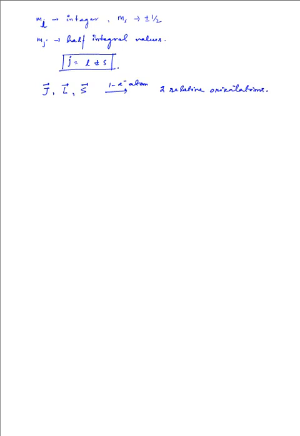And what will that be? Well, that corresponds to J being equal to L plus S and J being equal to L minus S. And so in each case, this leads to the total angular momentum having a magnitude greater than the orbital angular momentum in one case, and in the other case the total angular momentum has a value less than the orbital angular momentum.